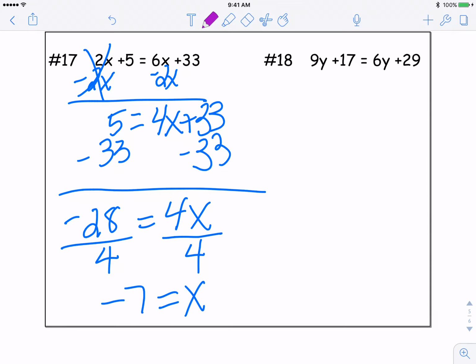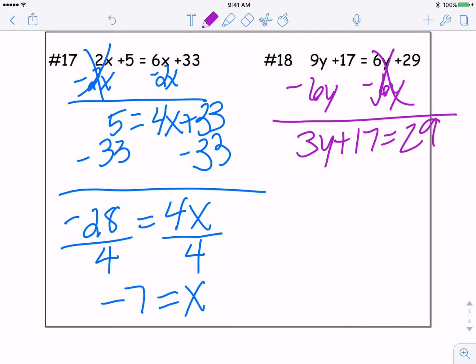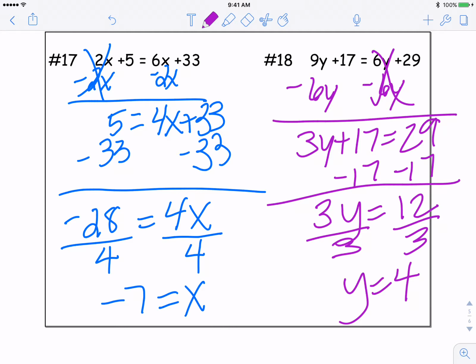Number 18, I would suggest moving your y's to the left side by subtracting 6y from both sides. They will cancel out on the right. We'll be left with 3y plus 17 equals 29. Our next step is to subtract 17 from both sides, which will leave us with 3y equal to 12. Then divide both sides by 3 to get y equal to 4.